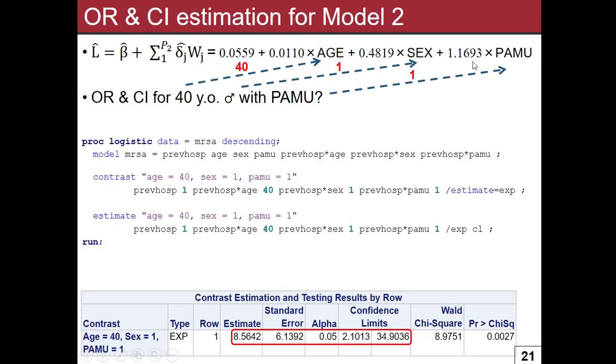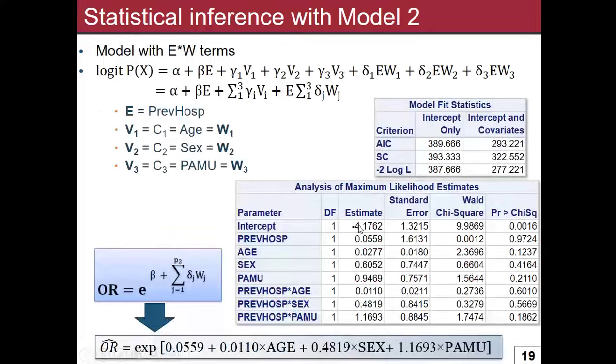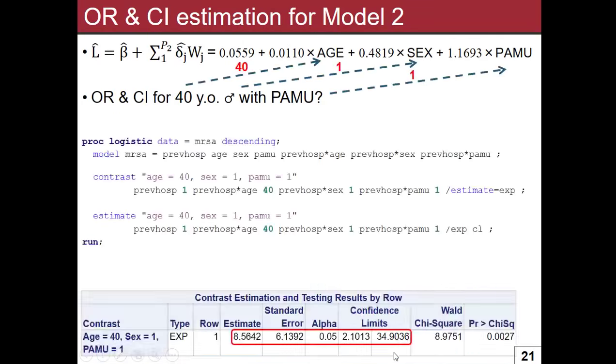This is annoying. We would rather not have to do this in Excel or manually every time we want to put in different values. And so we use things like the contrast and estimate statements to automate the plugging in of values for these effect modifiers in order to get the odds ratio that we care about. We could have just gone to this output and said, now I know this formula, and I'm going to compute a lot of different odds ratios of interest, but this is really annoying. So we use the contrast or estimate statements.